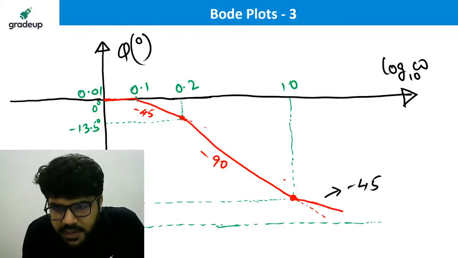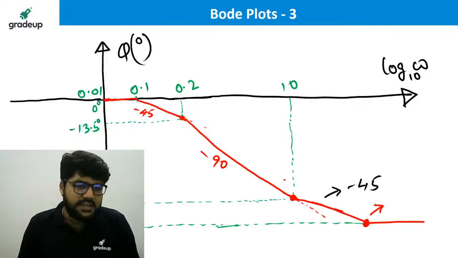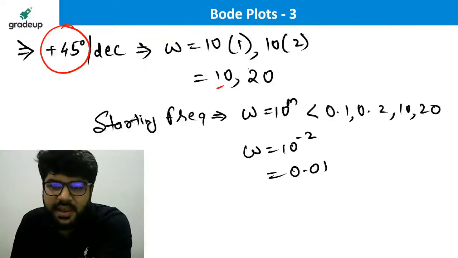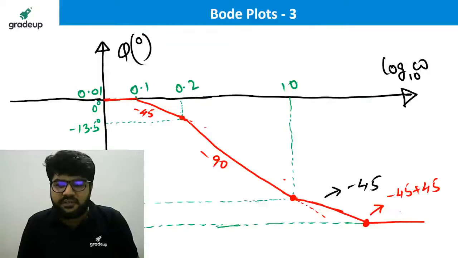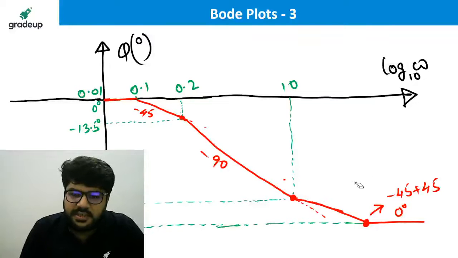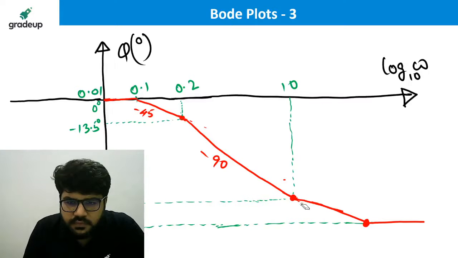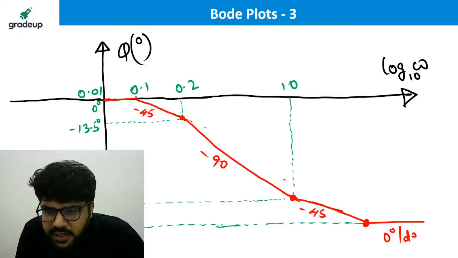So this line will be continued till minus 180 degree. And now it is parallel to the x-axis, because here also the slope will change. The slope change at 20 is plus 45. So minus 45 plus 45, the slope is now 0 degree, parallel to the x-axis. So the slope of the earlier line was minus 45. Now the slope here is 0 degree per decade.